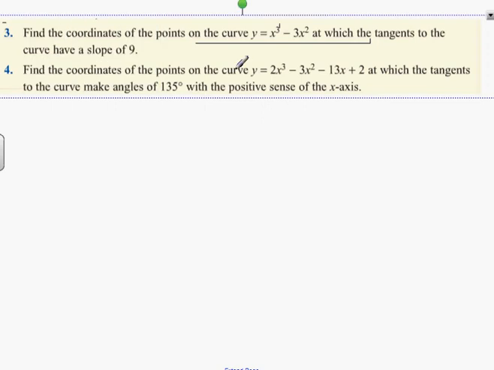We have a curve y equals x cubed minus 3x squared. Find the coordinates of the points on the curve for which the tangents of the curve have a slope of 9. Let me show you what that means.